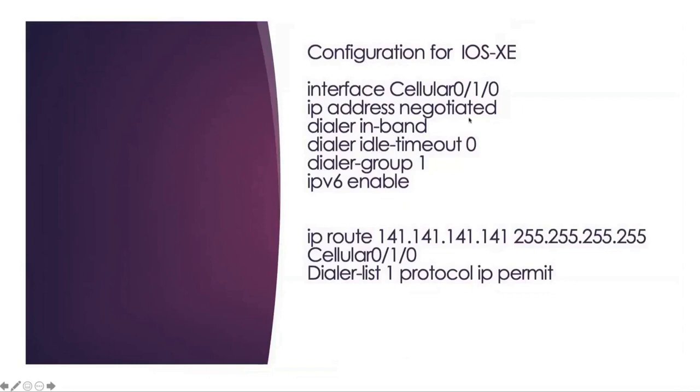So interface, IP address negotiated, dialer in-band, idle timeout, dialer group one, you specify a route through cellular, and then dialer list one protocol IP permit. That is it. The configuration for IOS XE is much simpler.